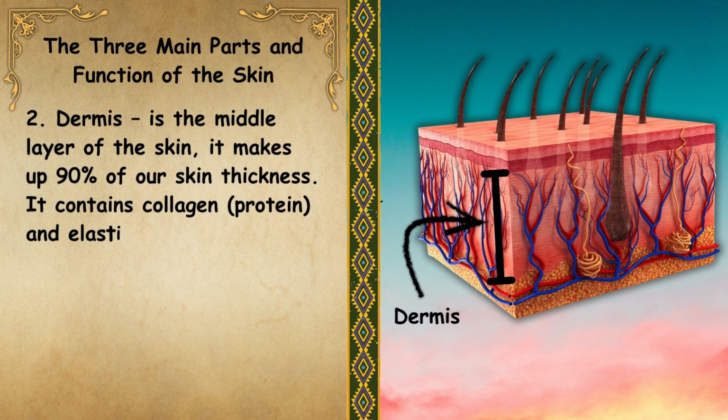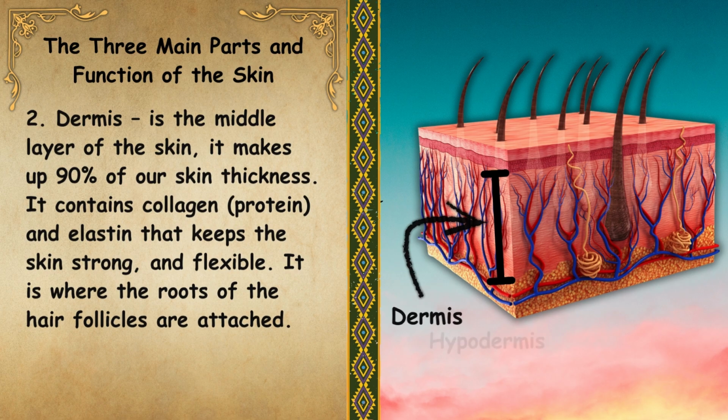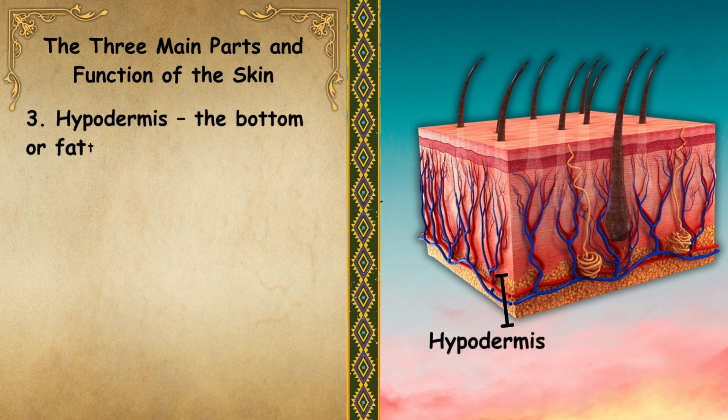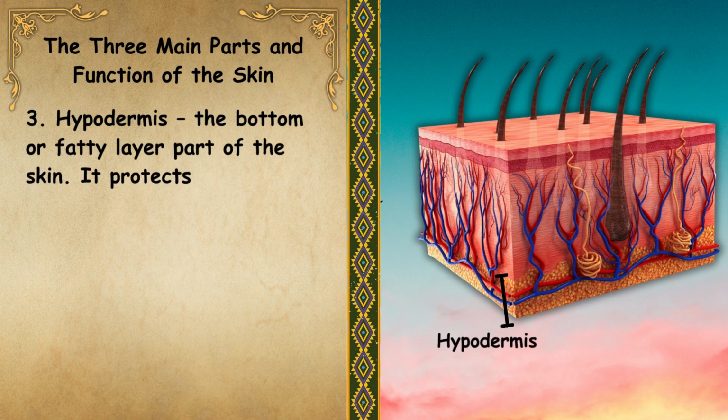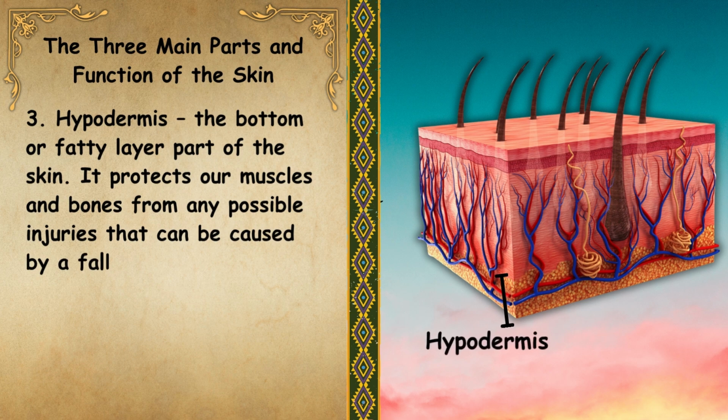It contains collagen, protein, and elastin that keeps the skin strong and flexible. It is where the roots of the hair follicles are attached. 3. Hypodermis, the bottom or fatty layer part of the skin. It protects our muscles and bones from any possible injuries that can be caused by a fall or any accident.